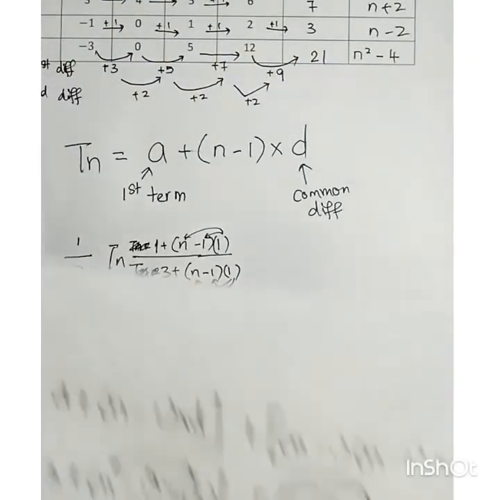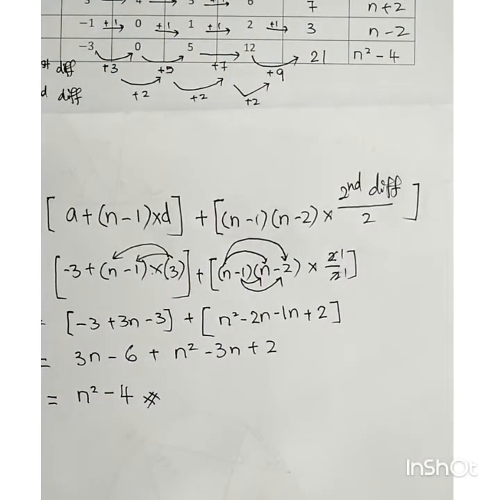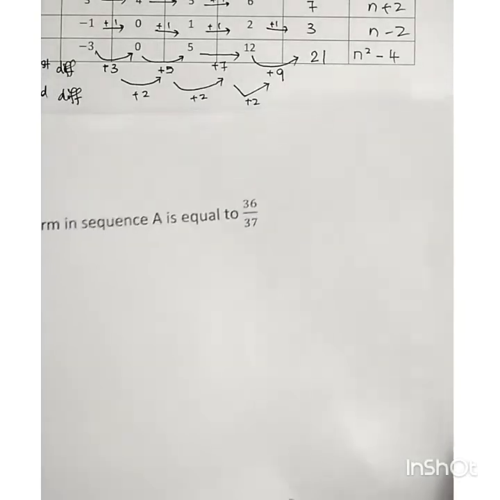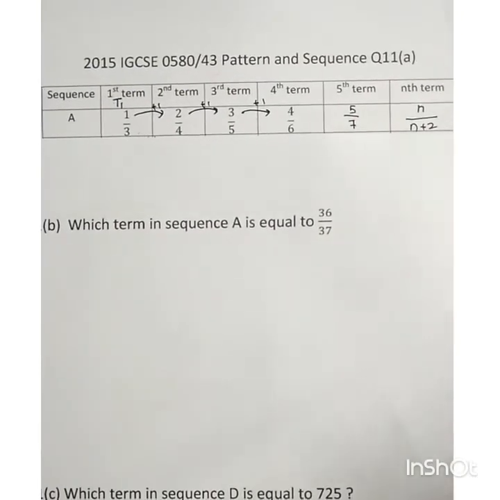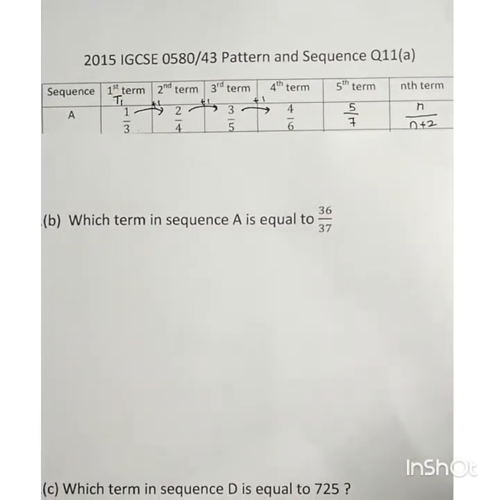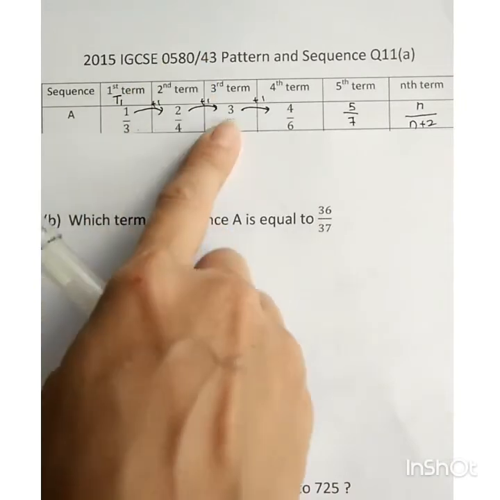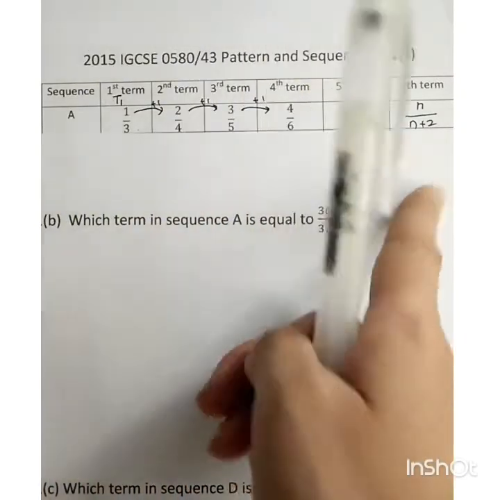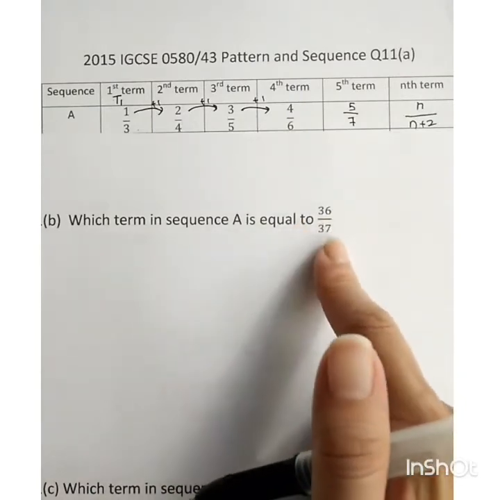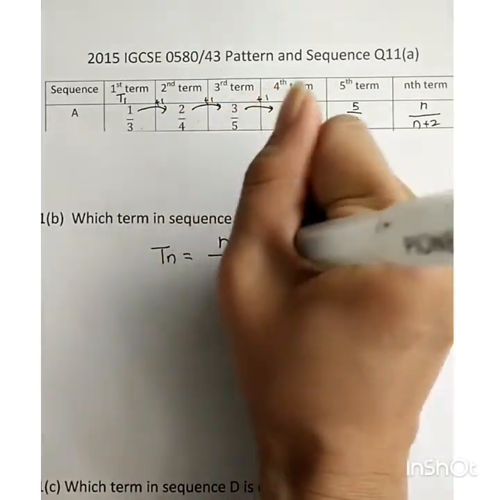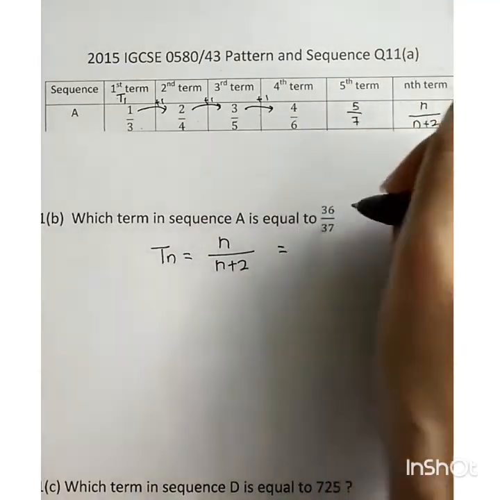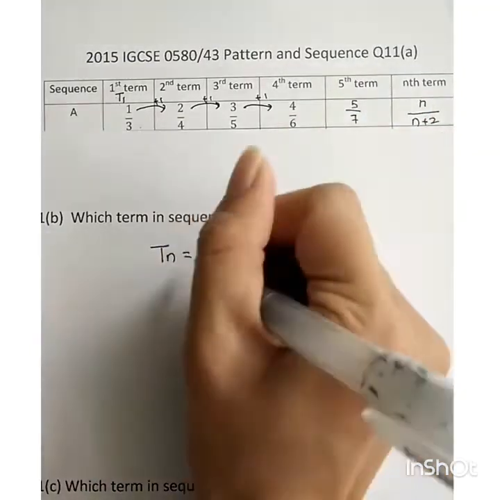So let's look at the first question. Besides this question, the question also will ask you to find the sequence. So that's the second question. They want you to refer back to A, and they are asking which term in sequence A is equal to 36 over 37. We know that this is term 1, term 2, 3, 4, 5, and I don't know what's the next one. But I know that I need to get 36 over 37. So I'm going to use the formula we got, where Tn equals n over n plus 2. It should equal 36 over 37.